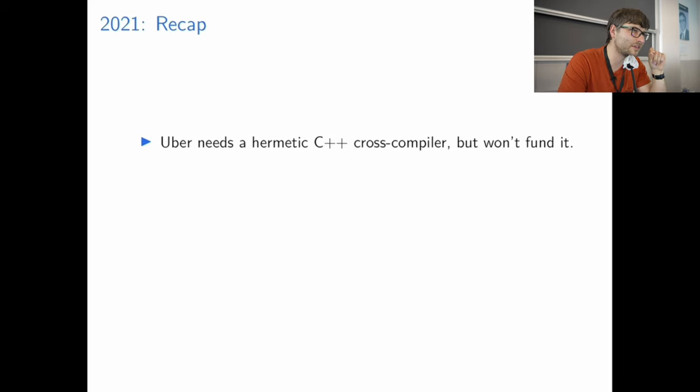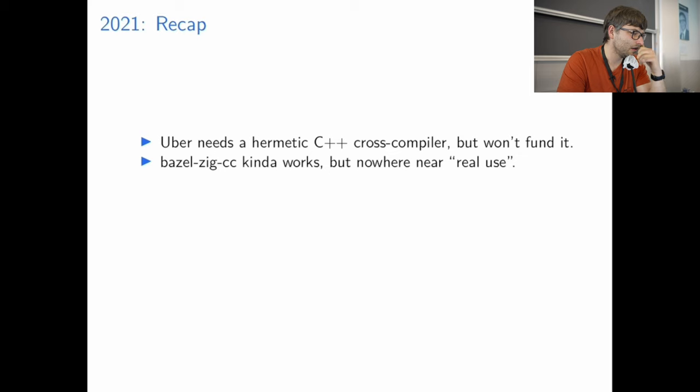Uber needs a hermetic C++ compiler. Cross-compiler was not even necessary by the time, but wasn't funded because it was not really needed. The task is up, but there was no clear case why we need to invest into this compared to all the other infra work that we have to do. Bazel ZigCC works for toy projects. For my project, it worked, but nowhere near real use.